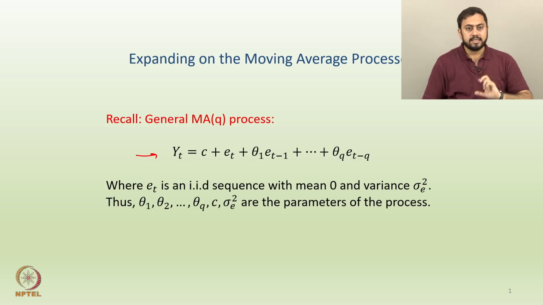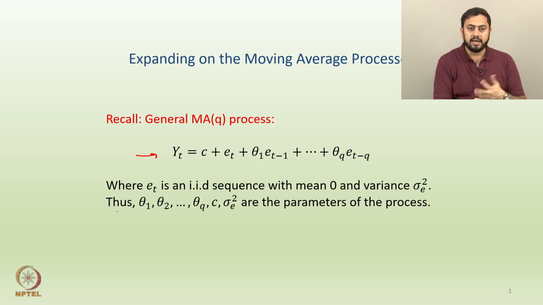So what exactly is the difference here again? The difference is Yt is regressed on the past errors instead of the past values of Yt itself. So Yt is C, the overall intercept or constant mean, plus all the errors: Et plus theta 1 Et minus 1 plus theta 2 Et minus 2, and so on up to theta q Et minus q. And again the same assumption.